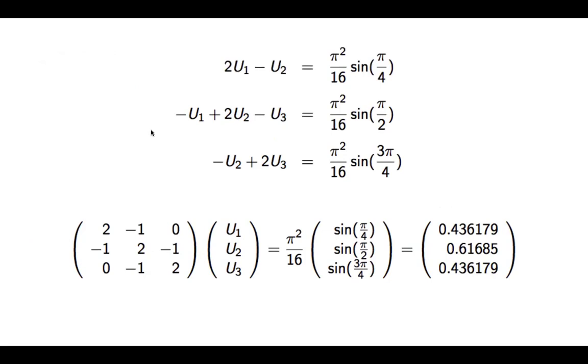For the second grid point, this is how it looks: minus u1 plus 2u2 minus u3, again with h squared going to the other side. Here the x value will be π/2. For the third, the x value will be 3π/4, and the equation will be minus u2 plus 2u3 equal to this. So you have got three equations like this.